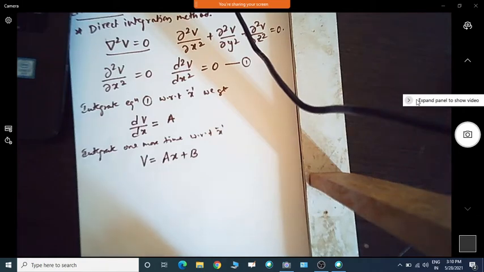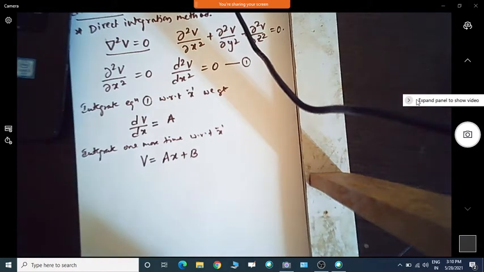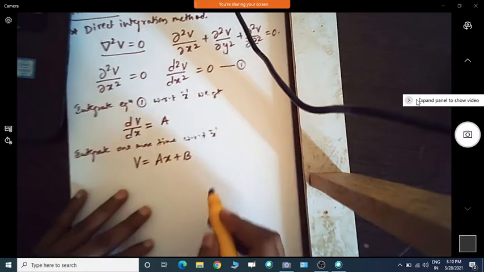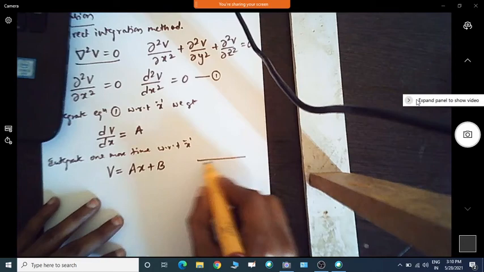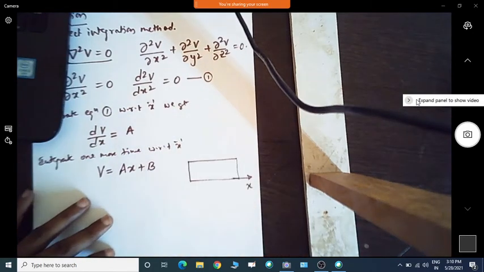Now whenever we obtain this solution, we need to find the constants a and b. So now we can see what the actual problem is, and what the constants with respect to x are. Let us take a simple example of a device which is varying with respect to x in one dimension.